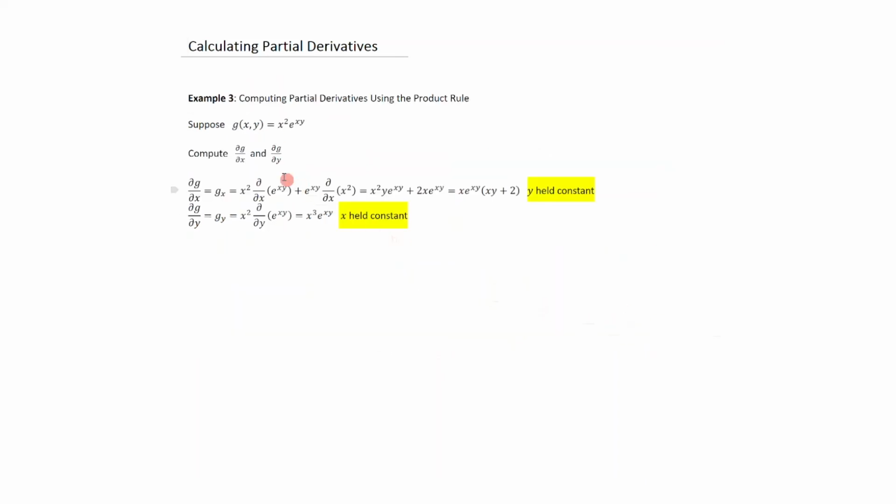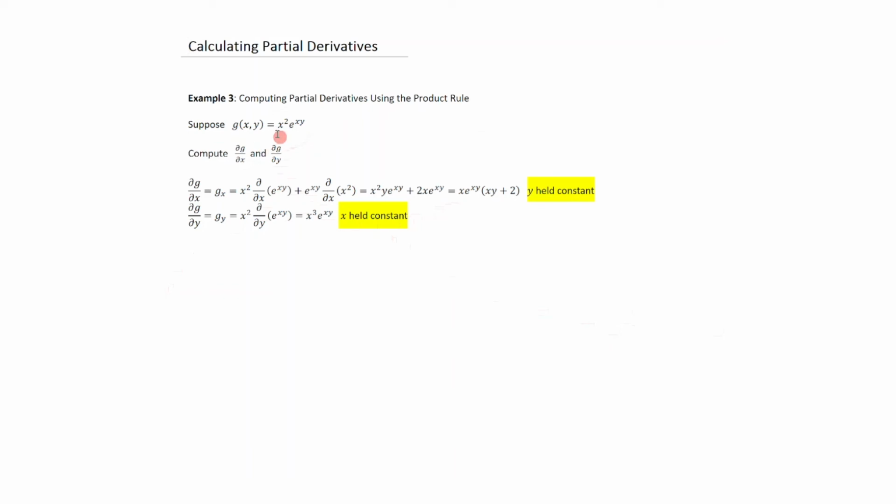Okay, so let's take another example, 3 here. Let's compute the partial derivatives using the product rule. So compute dg/dx and dg/dy. If you take dg/dx, you take basically the derivative of this with respect to x times this, and then the derivative of this with respect to x times this.